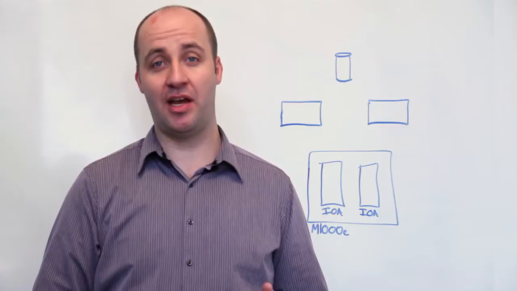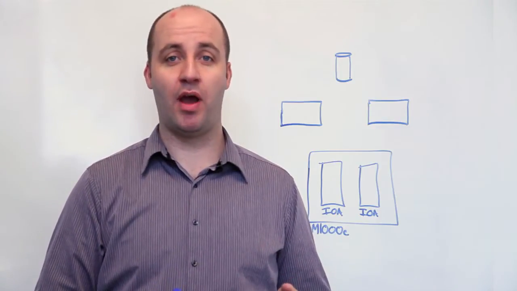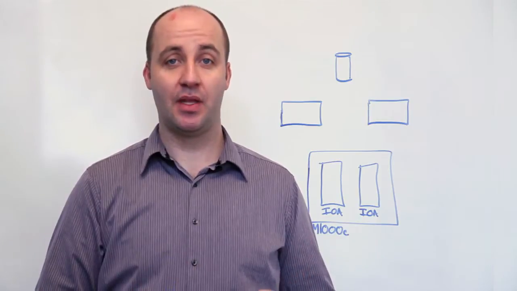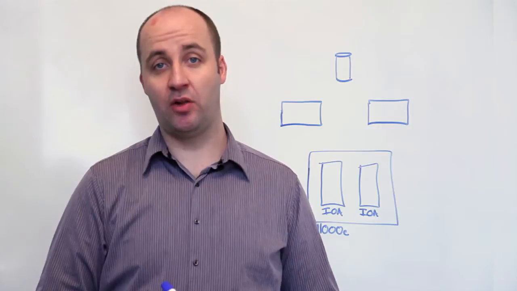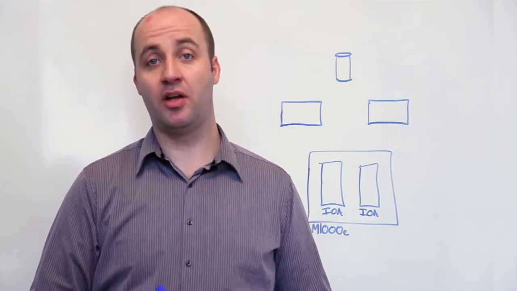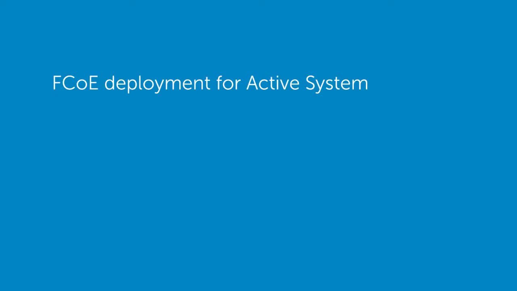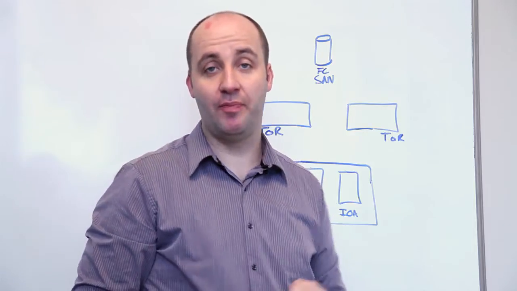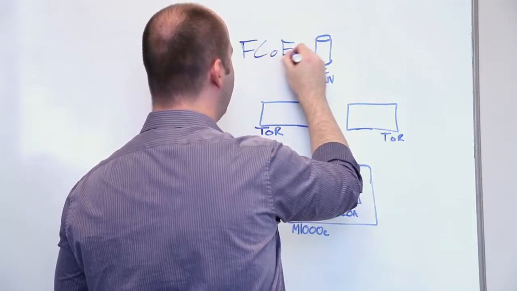And when I say Converged I/O, I mean LAN traffic and SAN traffic going over the same wire or over the same device. And so I'm going to talk about two particular deployments, one for Fibre Channel over Ethernet and one for converged iSCSI. So it's going to be iSCSI and Ethernet traffic going over the same devices. The first topology or deployment I'm going to talk about is FCoE, or Fibre Channel over Ethernet.